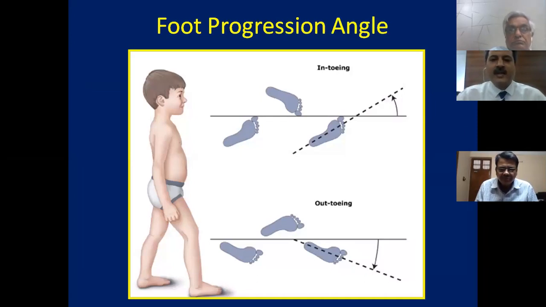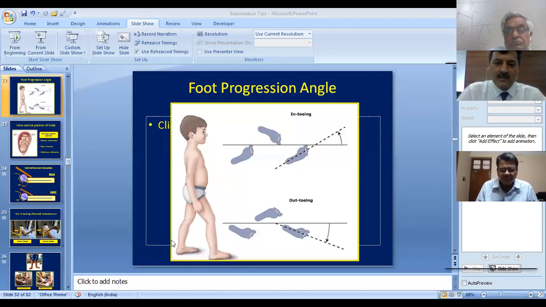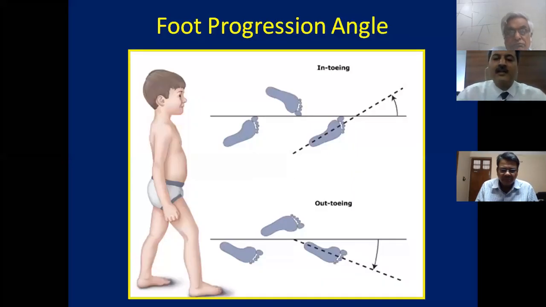So foot progression angle is the angle made between the long axis of the foot and the midline. If it is turning in, then it is termed as in-towing. If it is turning out, then it is termed as out-towing. When it is turning in, we term it in the minus degrees, and when it is turning out, we term it in the positive degrees. So in-towing always has a negative foot progression angle.